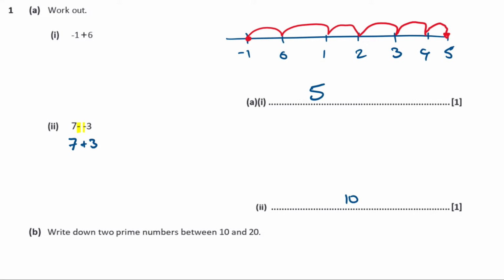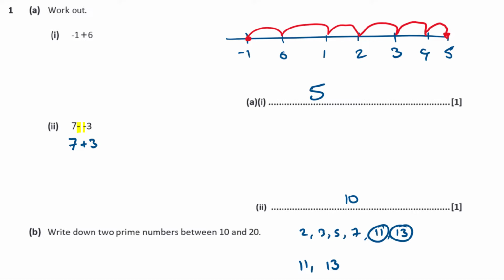Okay, and then part B says write down two prime numbers between 10 and 20. Well, prime numbers are numbers that have exactly two factors. So the first prime number is 2, then you've got 3, 5, 7, not 9 because it's got a factor of 3, then 11, 13. Okay, well that's it, isn't it? I've got those two. So just counting up through the prime numbers, it's 11 and 13.